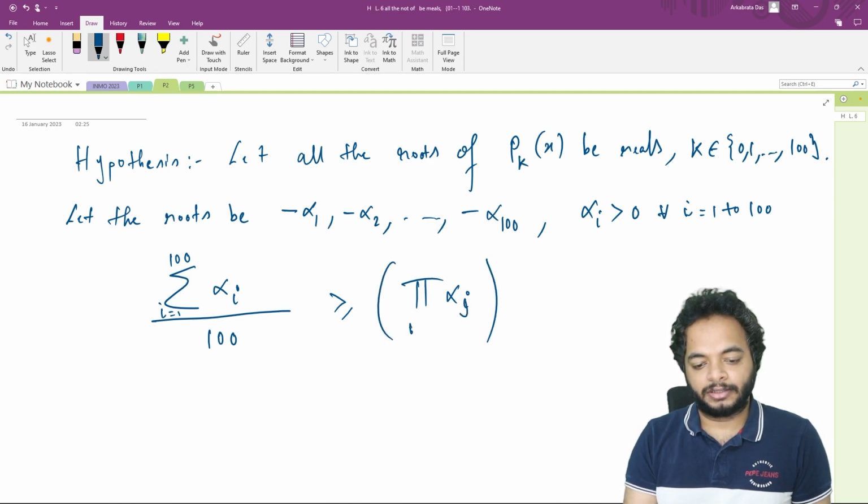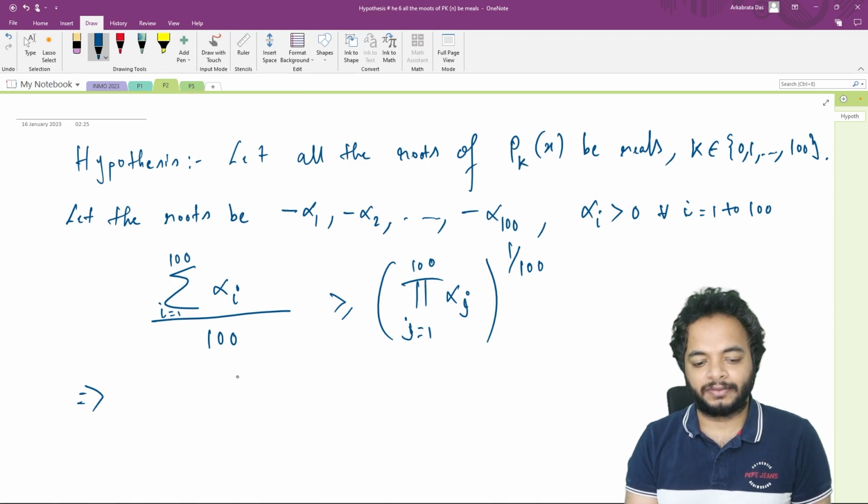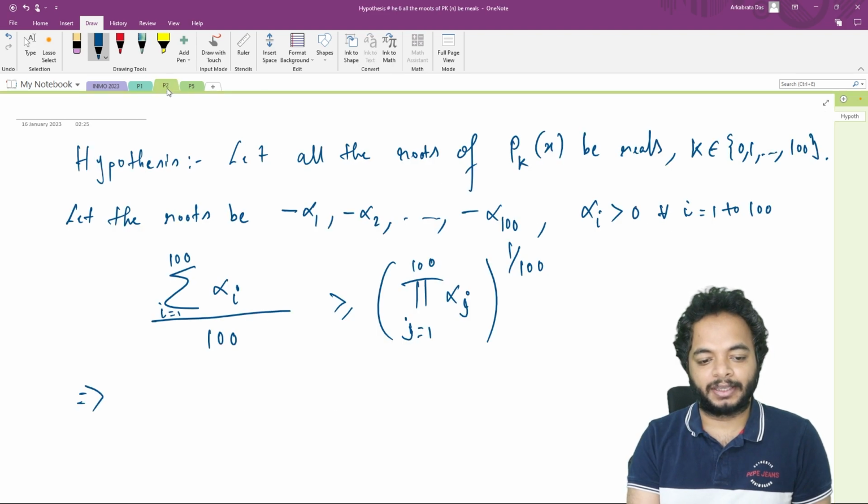So let's take j here, j running from 1 to 100, and whole to the power 1 over 100. Now the sum of these negative alpha i's, so negative negative cancels out, and we will be having a99 plus k. So that 100 and that divided by 100 would also cancel out. So a99 plus k divided by a100 plus k.